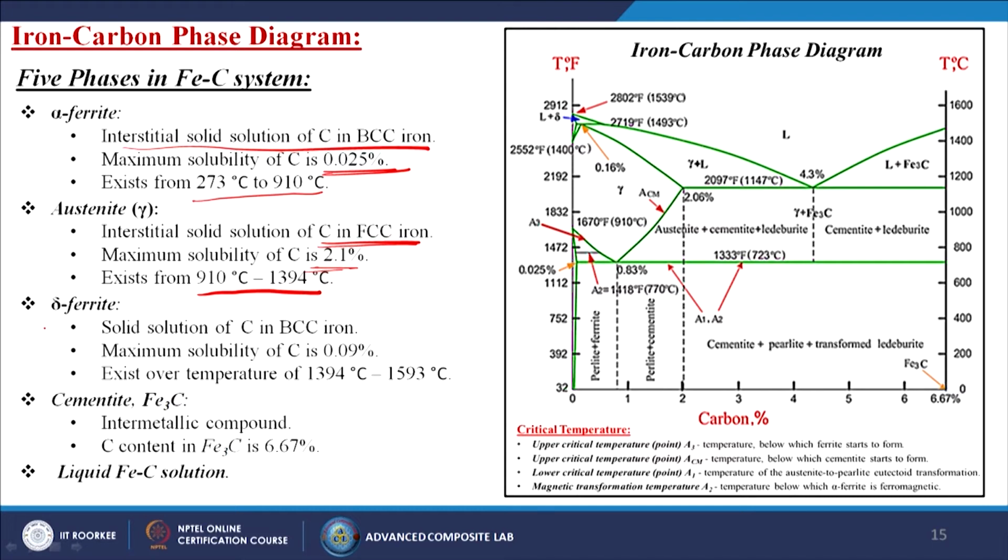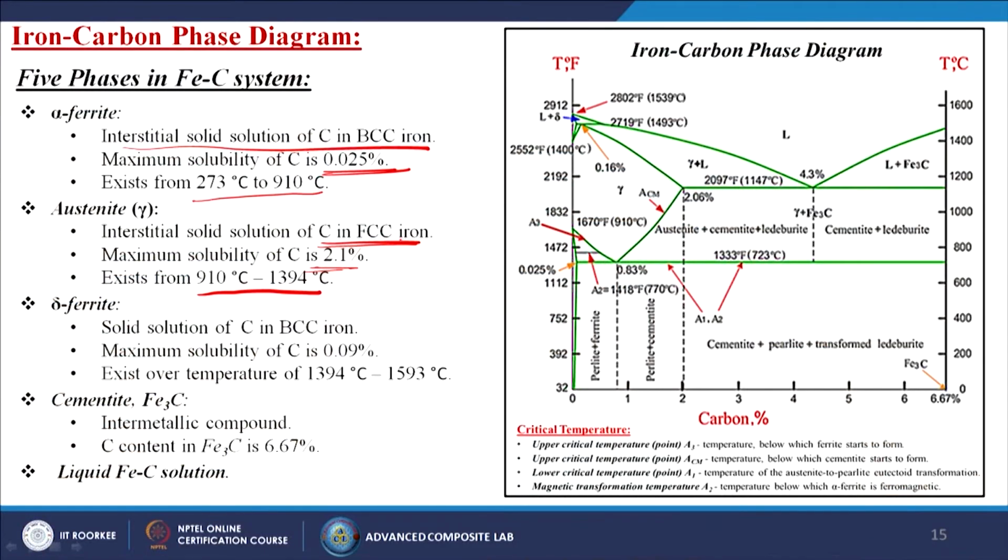Then we have delta ferrite, a solid solution of C in BCC iron. See, just by changing the temperature, the solubility of carbon is changing and also the phase of that material is changing. First it was C in BCC, then C in FCC, and then C in BCC again. Maximum solubility of C is 0.09%, it has been reduced. It exists over a temperature of 1394 degree centigrade to 1593 degree centigrade.